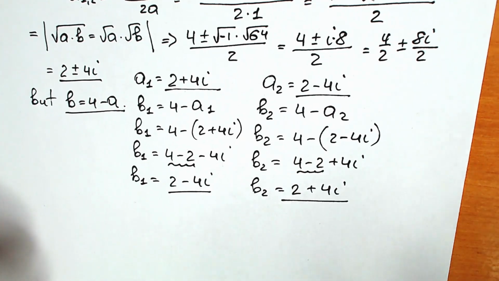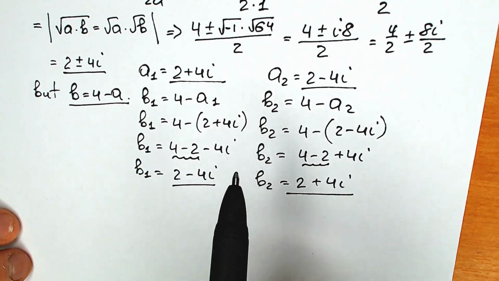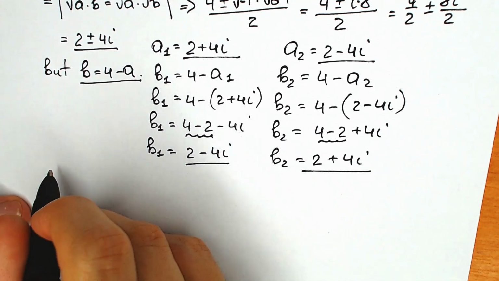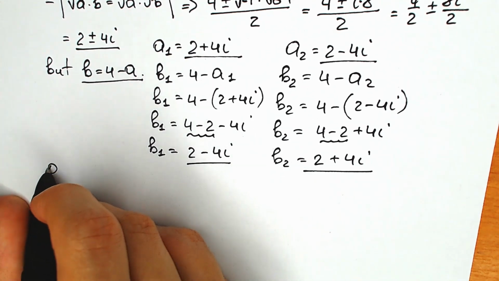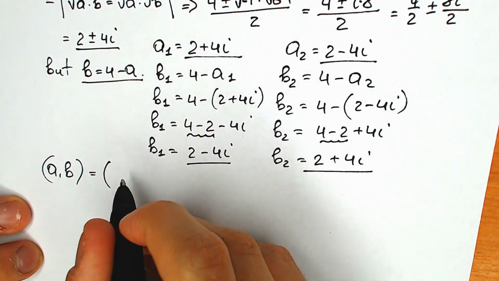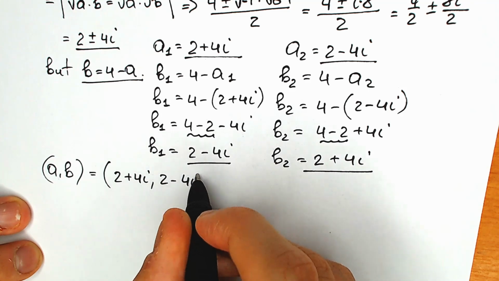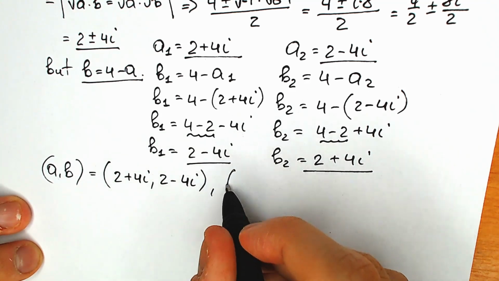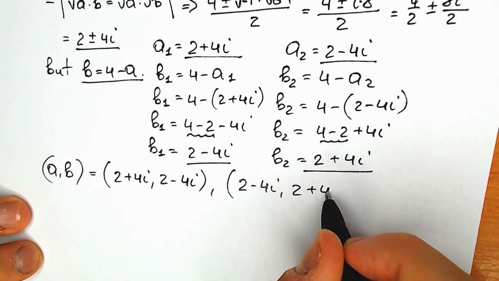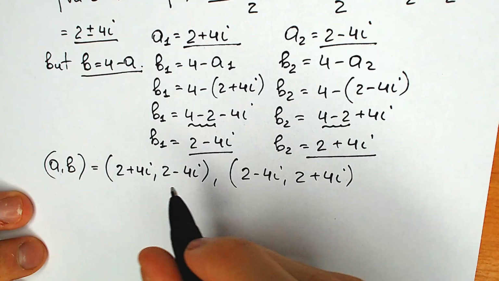So it looks like we solved this question, but we can easily check our roots, because in the beginning we had ab equal to 20, a plus b equal to 4. So right now let's write our final answer to this question and then check it real quick. So we have a and b, our two pairs, equal to: the first pair, 2 plus 4i and 2 minus 4i. This is our first pair solution, and we have the second pair, 2 minus 4i and 2 plus 4i. So these are our two pairs of solutions.